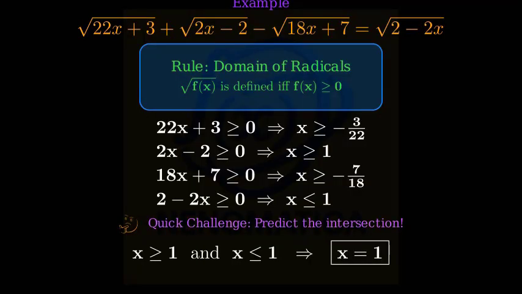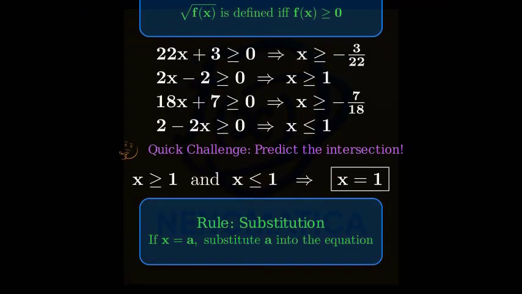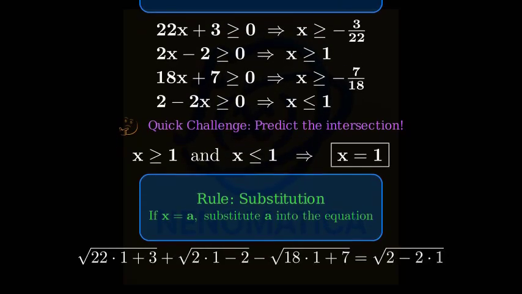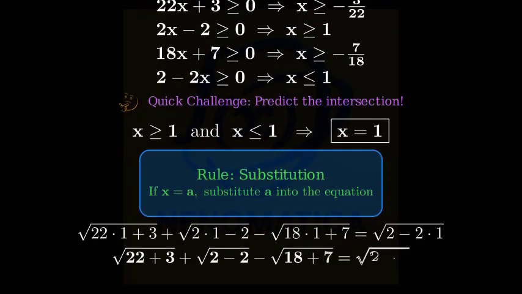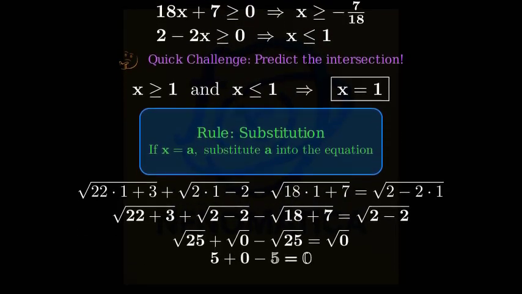Step 2. Verify by substitution. Use the substitution rule. If x equals a, plug it in everywhere in the equation. Substitute x equals 1. Simplify the inside of each radical. Evaluate the square roots and check equality.